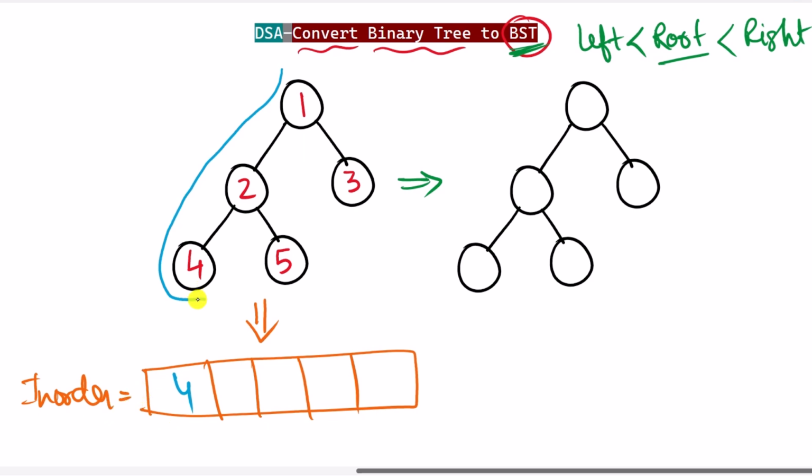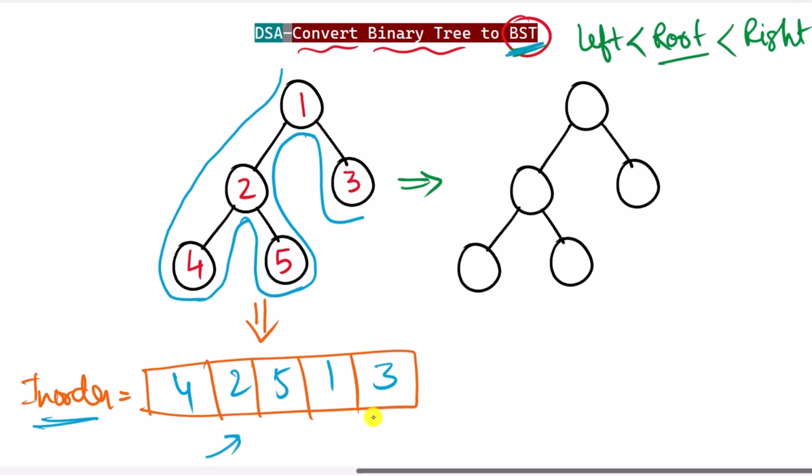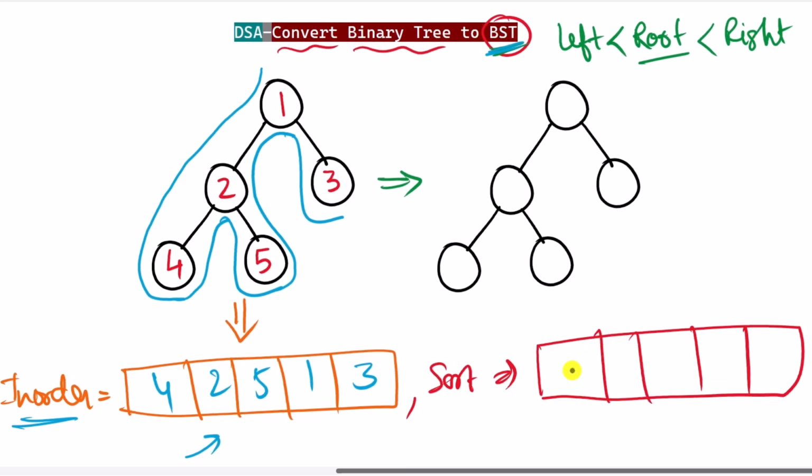So first of all, we have 4, then we have 2, then we have 5, then we have 1, and then we have 3. As we know, whenever we perform the in-order traversal in a binary search tree, all the values are sorted. Because here the values are not sorted, that means this is not a binary search tree. Now to convert this to the binary search tree, we need to sort our array. So we're gonna sort our array. If we sort this array, we're gonna have 1, 2, 3, 4 and 5.